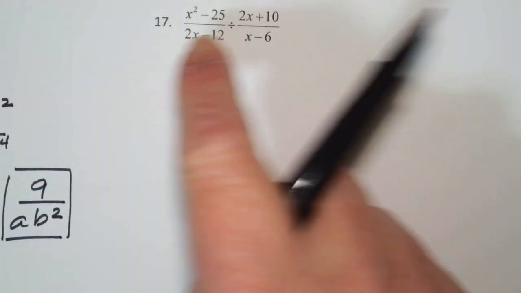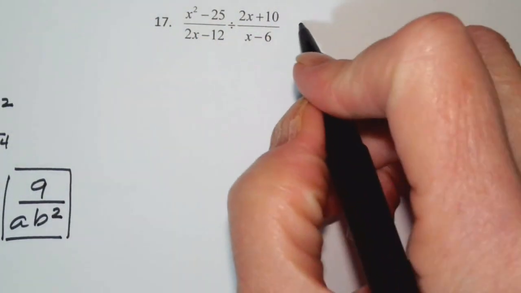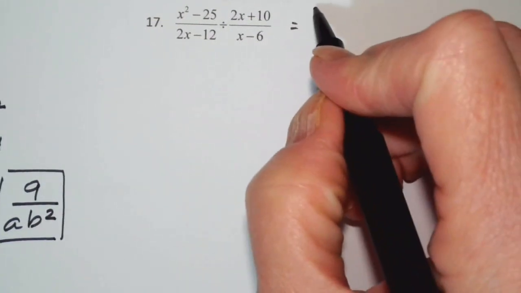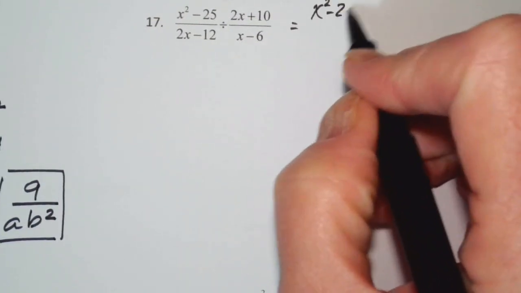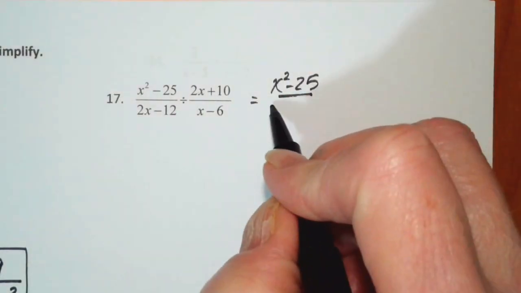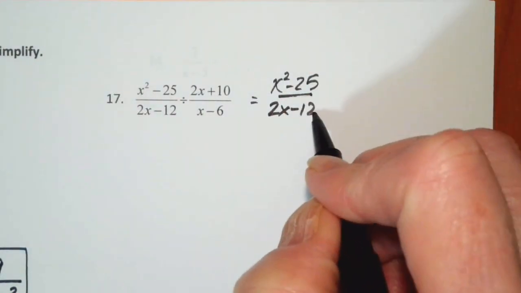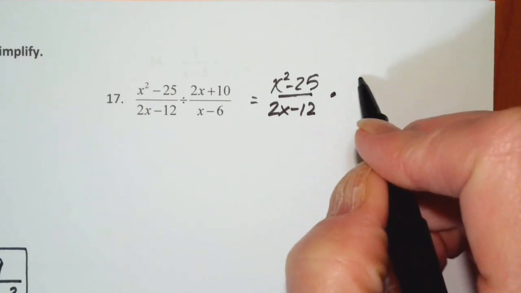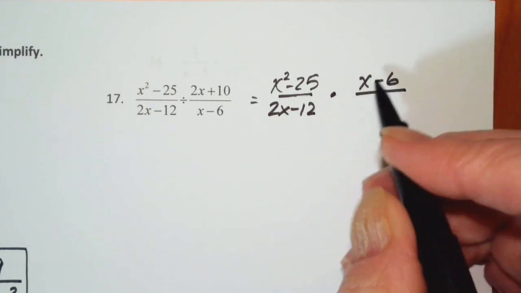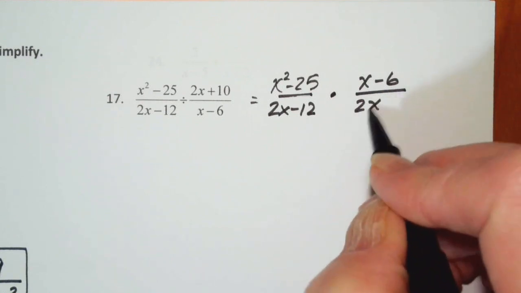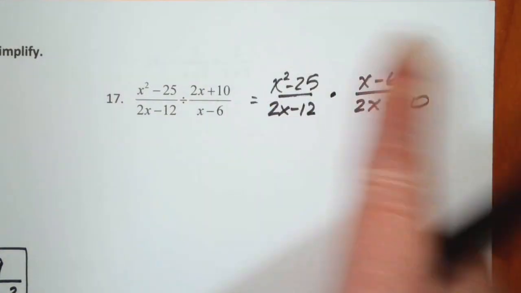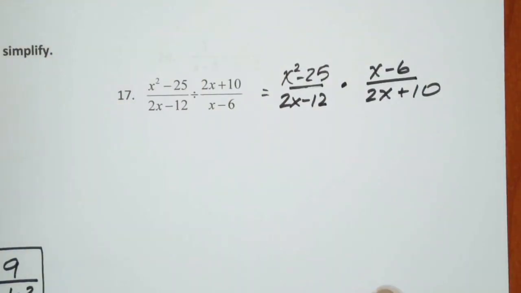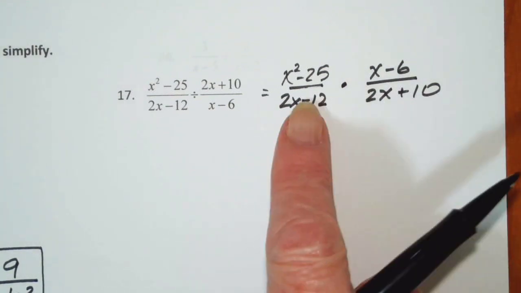Okay. All right, on this one, I'm going to do this one out to the side because I may need a little more room. So this is x squared minus 25 over 2x minus 12 times x minus 6 over 2x plus 10. Okay, all binomials, which means I've got to factor each of these before I do anything else.